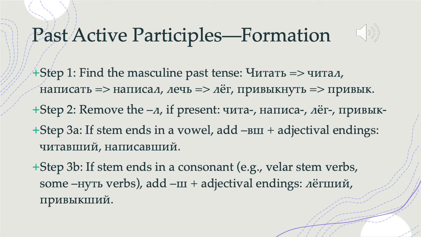If, however, the stem ends in a consonant, so velar stem verbs and some nuts verbs are going to end in a consonant, as, for example, leć becomes lёg and привыкнуть becomes привык, we're just going to add sh and then the adjectival ending. So we get, for instance, lёgszy, the one who lay down, привыкszy, the one who became accustomed to something.